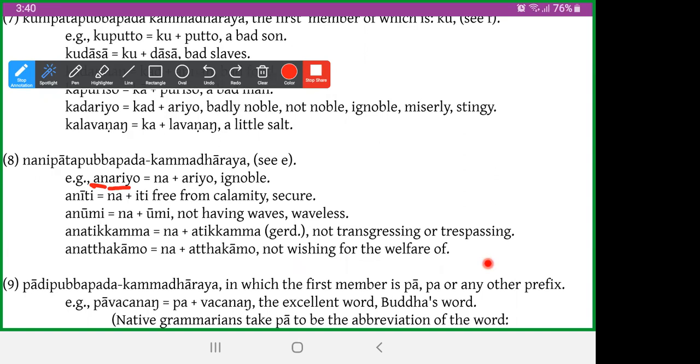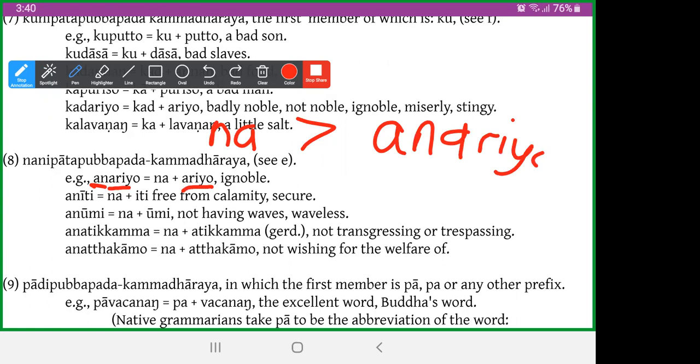So this example is very similar. So you have the nut. Okay. So when nut sometimes changes to ana. All right. So ario plus the nut, it becomes analio. So you just remember nut becomes ana. Okay. So nut plus ario, analio.